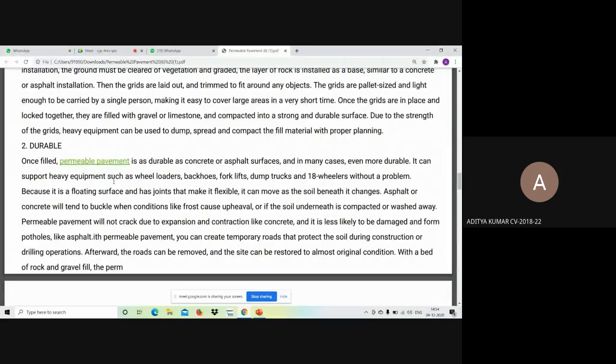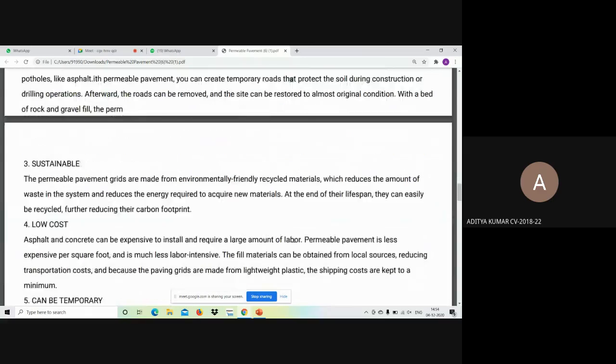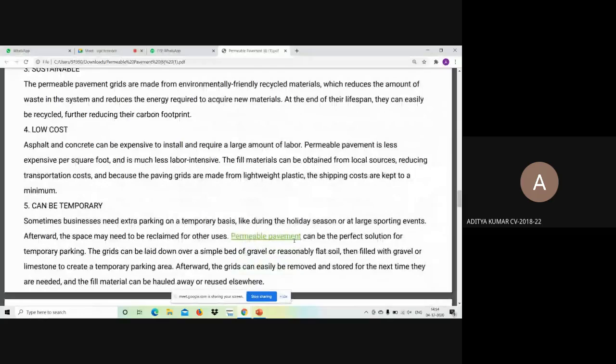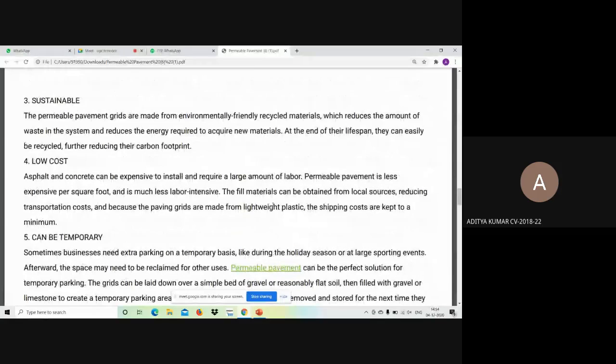The third one is sustainability, as it uses more sustainable resources such as straw bales, bamboo, reused plastic, wood, and timbercrete. The permeable pavements are made from environmentally friendly materials such as bamboo and plastics. The resources used in permeable pavement are eco-friendly, as it produces less emission and pollution of the environment.